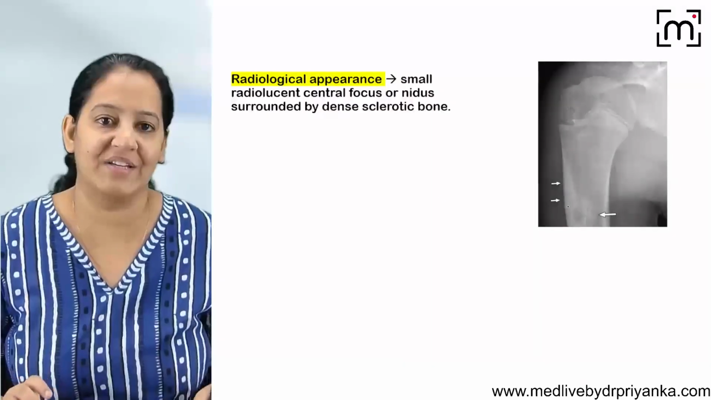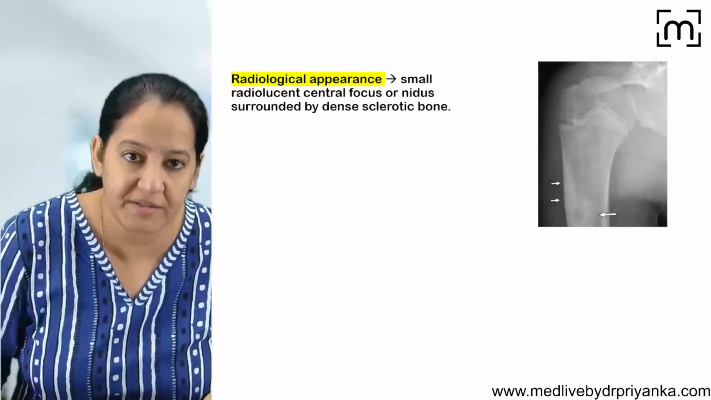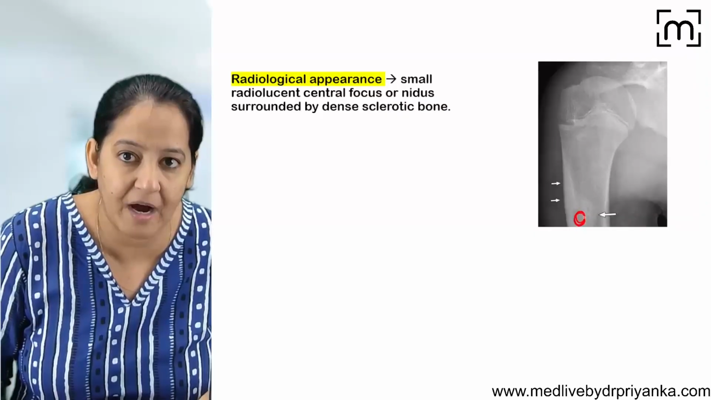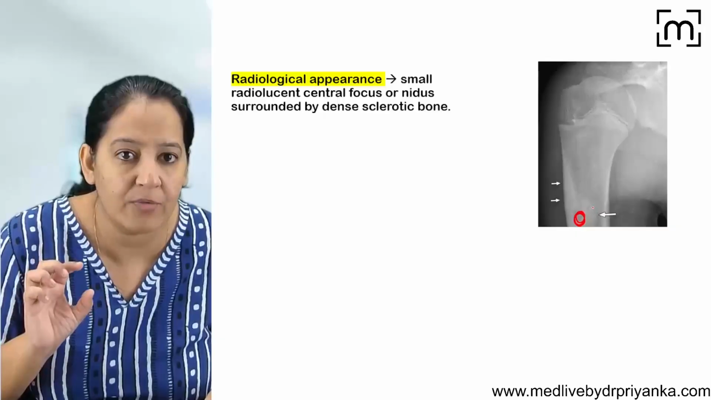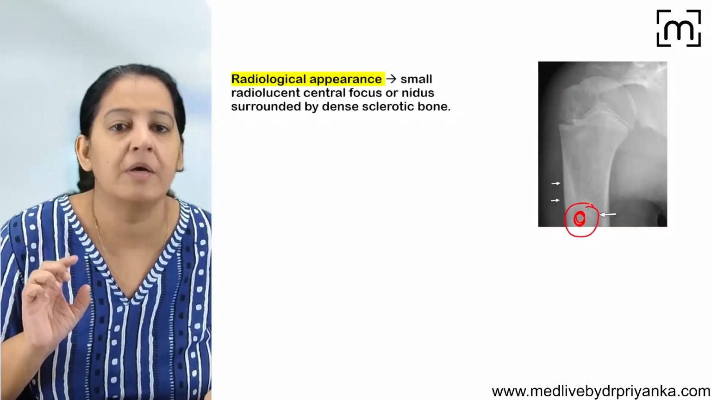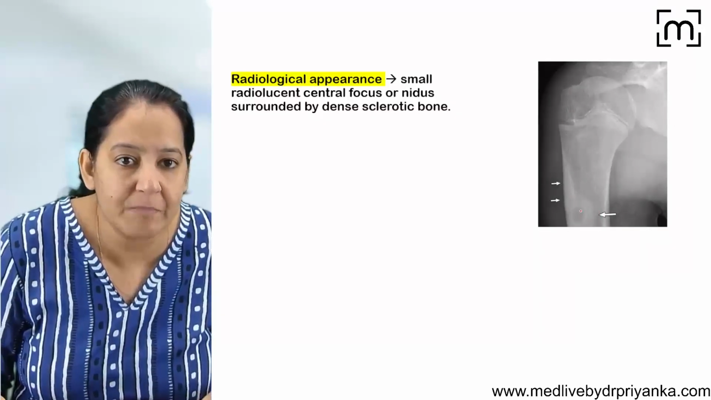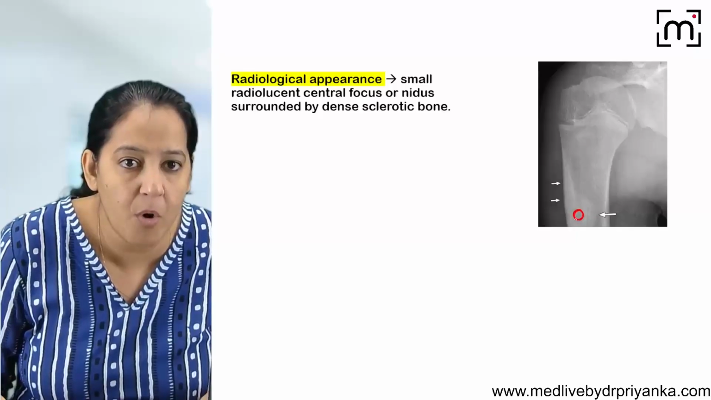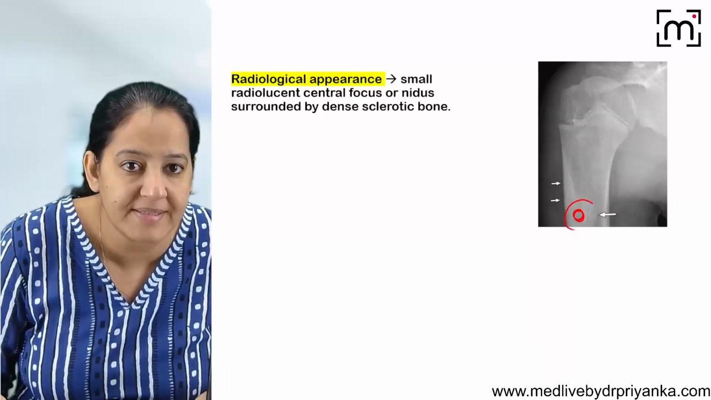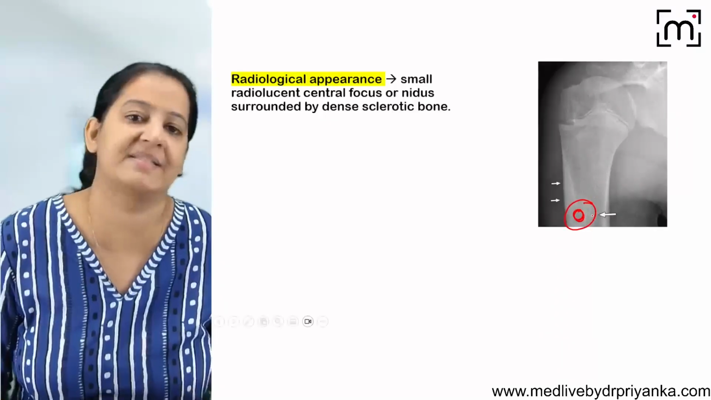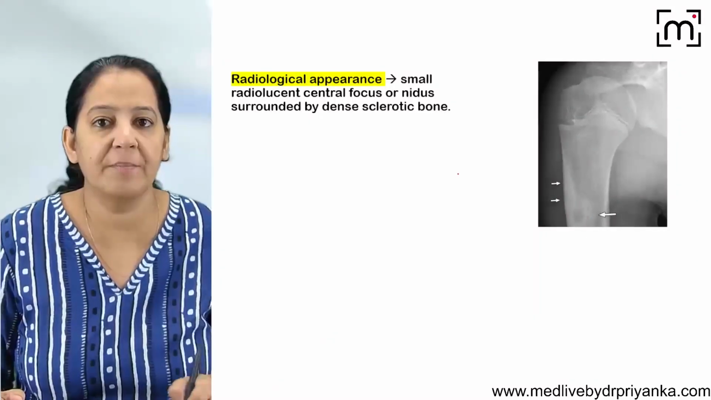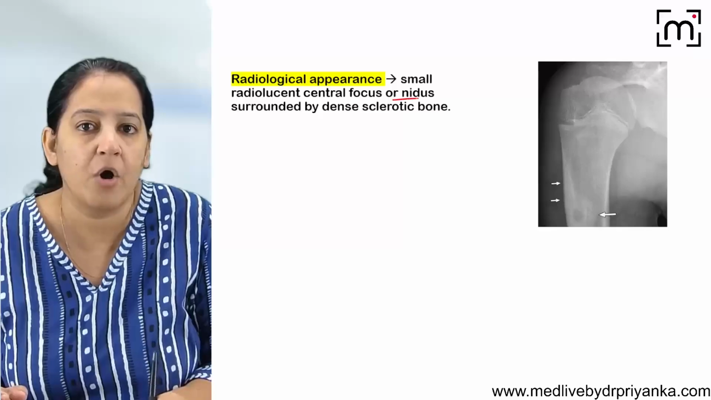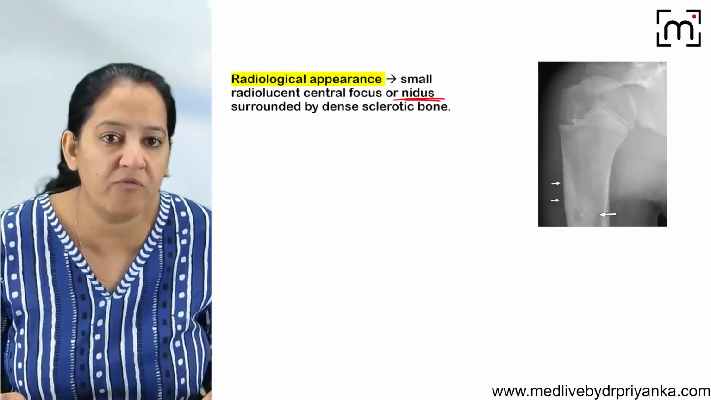Radiological appearance, you can see it here. Can you see the tumor? Appreciate the tumor here. It looks like a central focus or a nidus. It is surrounded by sclerotic bone. So the tumor appears as a small nidus, surrounded by dense sclerotic bone. This is the radiological appearance. Can you say it with me? What is the radiological appearance? A small focus or nidus.